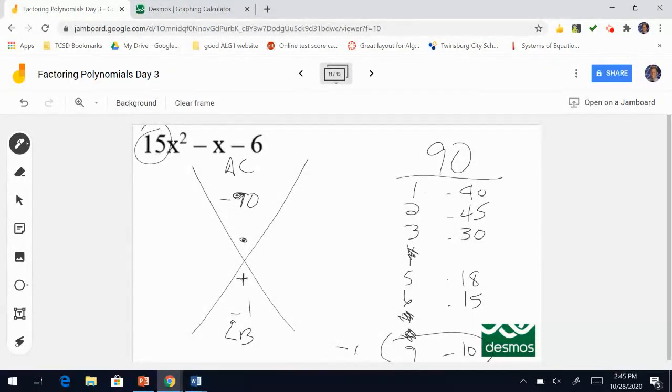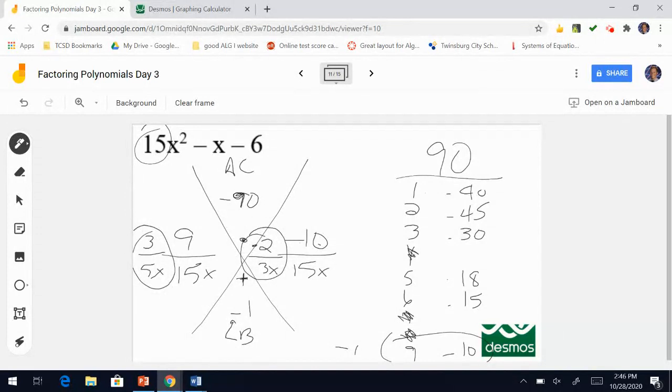Negative 1. So our factors, oops, I forgot to put my A value down here with the X. I get 9 and I get negative 10. Now, if you remember, we got to simplify here. What do 9 and 15 have in common? 3. So what's 9 divided by 3 is 3. What's 15 divided by 3 is 5x. So that's good. Negative 10 and 15 have a common 5 factor. So this is going to simplify or reduce to negative 2 when I divide it by 5. And then 15 divided by 5 is 3x. So now my simplest forms are these two here.